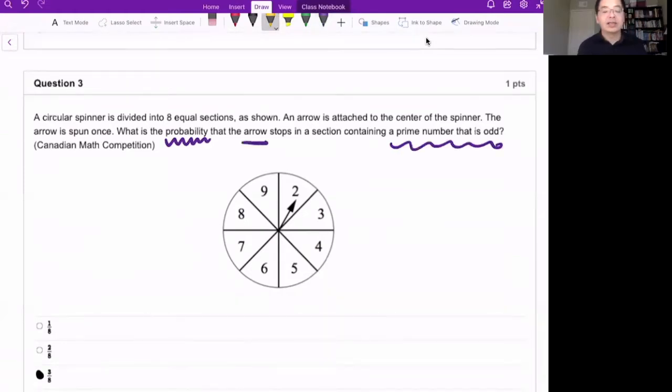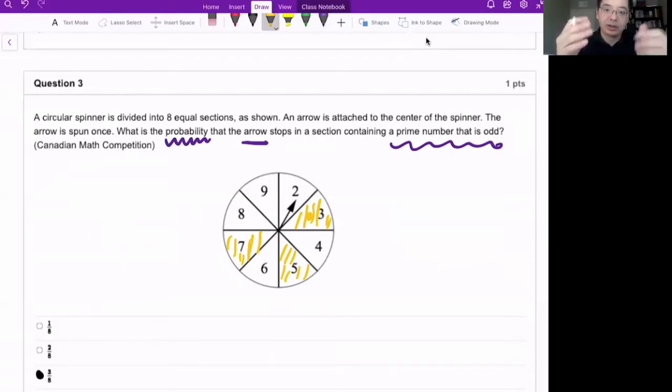All right, so let's mark those prime numbers that are odd. So this is odd, right? So we have this 3, and then 5 is an odd prime number, and 7 is an odd prime number. That means among these 8 sections, 3 of them are what we want.